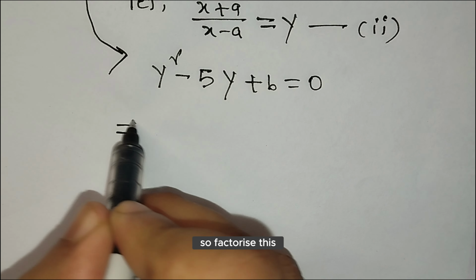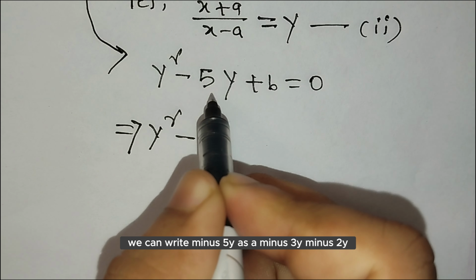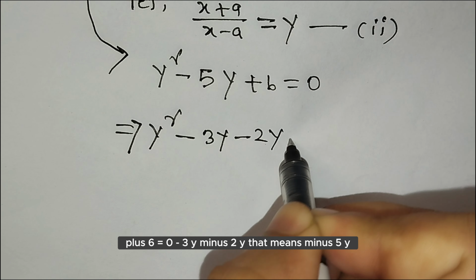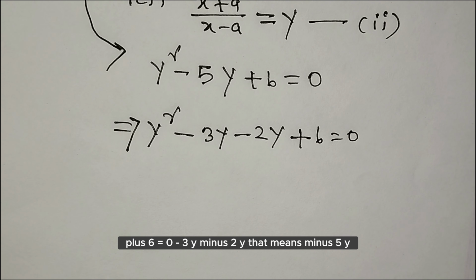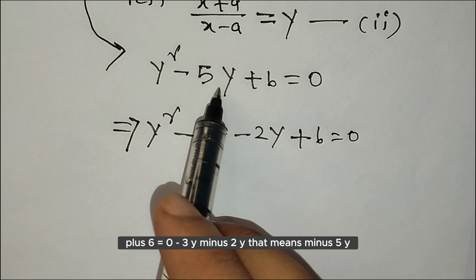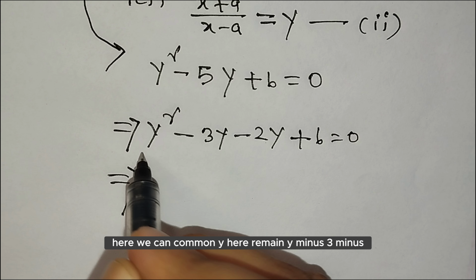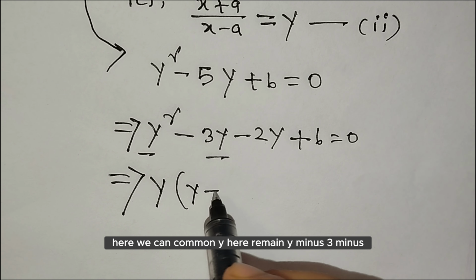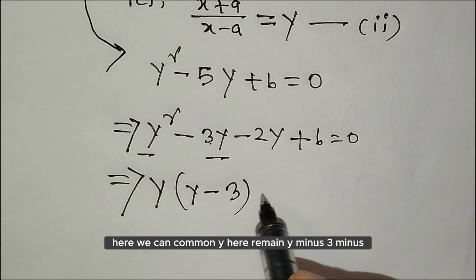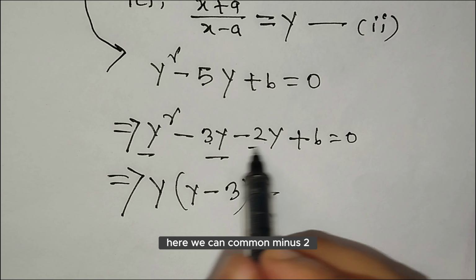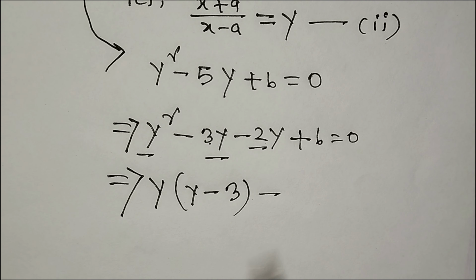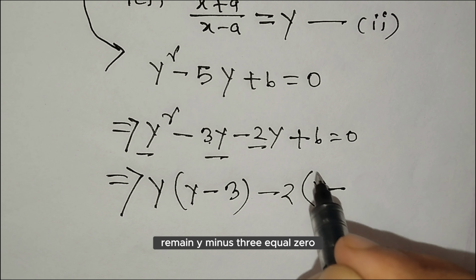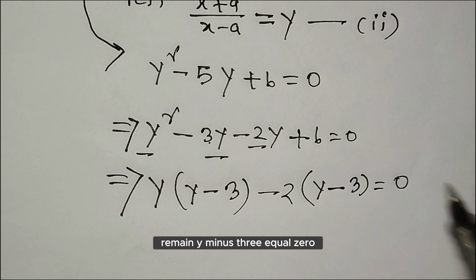So factorize this. We can write minus 5y as minus 3y minus 2y plus 6 equals 0. Minus 3y minus 2y, that means minus 5y. Here we can take y common, remain y minus 3. Here we can take minus 2 common, remain y minus 3 equal 0.